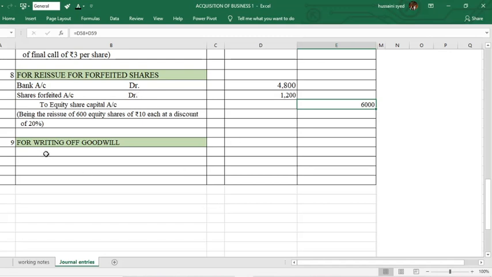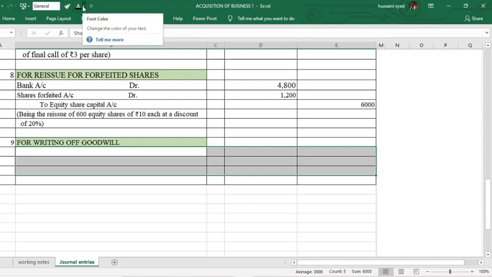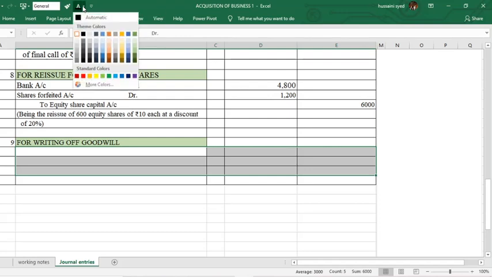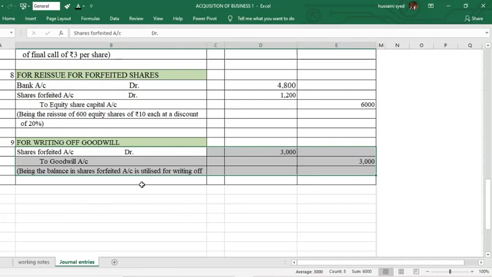The last entry is for writing off goodwill. The goodwill has to be written off from which account? This is mentioned to you in the question. From the share forfeited account. So goodwill is an asset. Writing off means its value is going to get reduced. So an asset shows which balance? Debit balance. When its value gets reduced, we have to show which balance? Credit balance. From which account are you going to utilize the amount? From the share forfeited account.